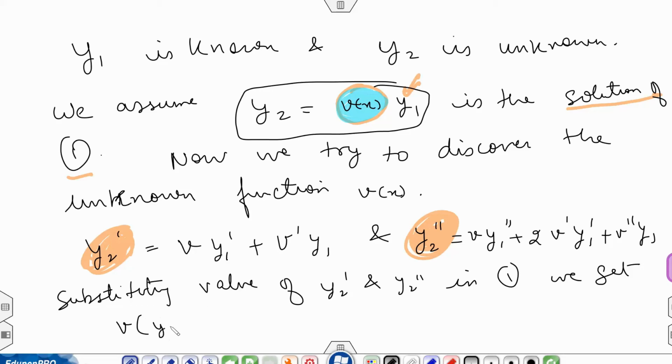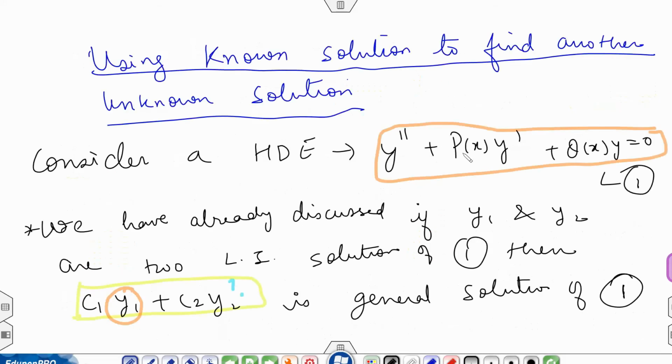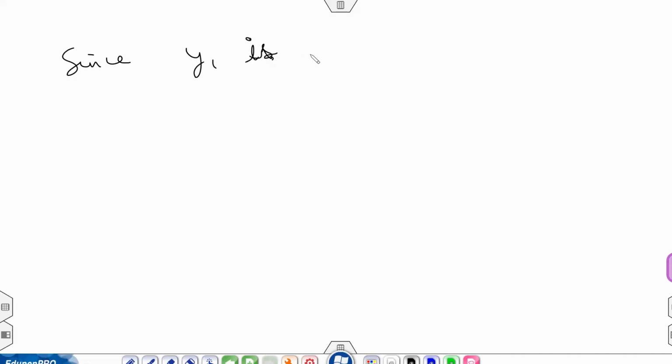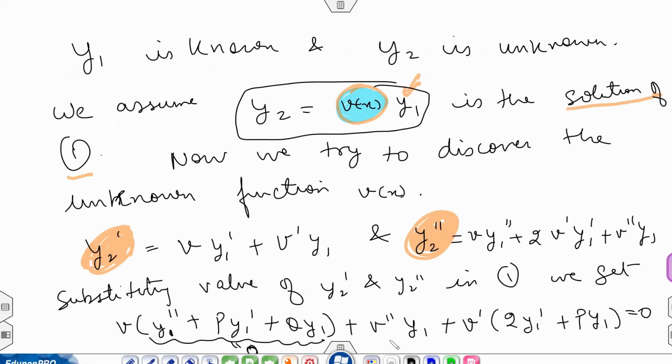So after a few manipulations and rearrangements, what will we get? We will get v. You can do the calculation, these are simple calculations, and you will find that I will get it like this. Now since y1 is the solution, this will go to 0. Since y1 is a solution of the differential equation 1, that means y1 will satisfy equation 1. So what will happen to this term? This term will go to 0. So I will write, since y1 is a solution of equation 1, my first term will be 0. So I'll be left with this portion.